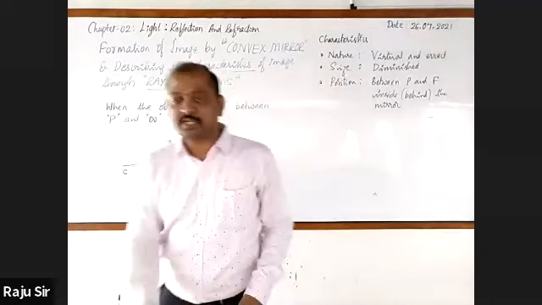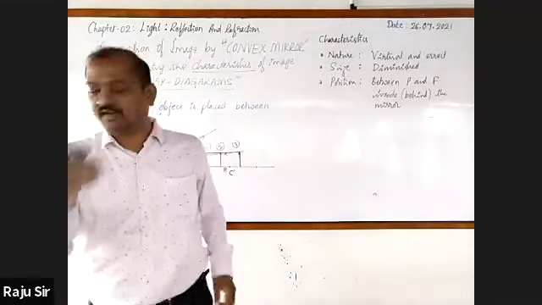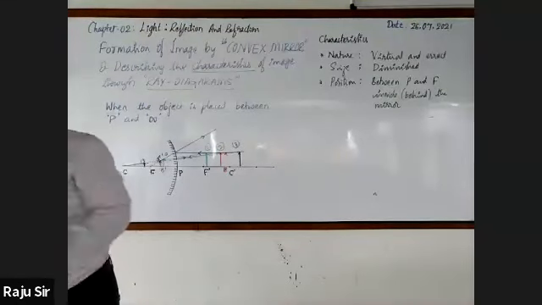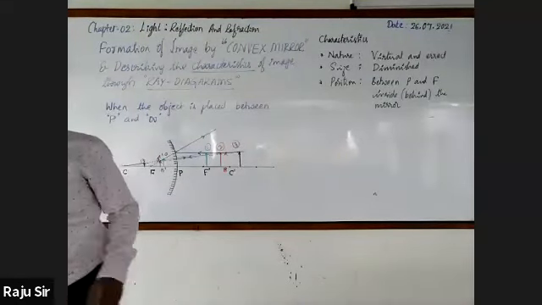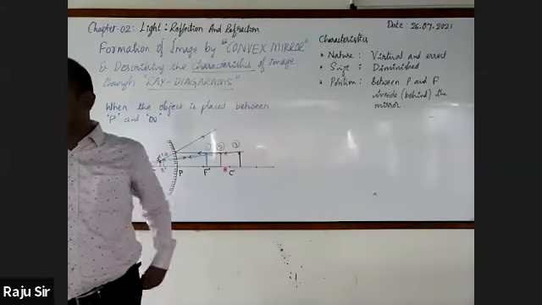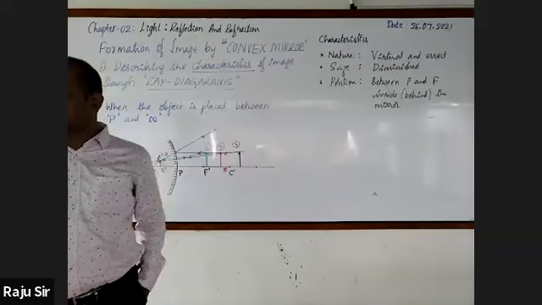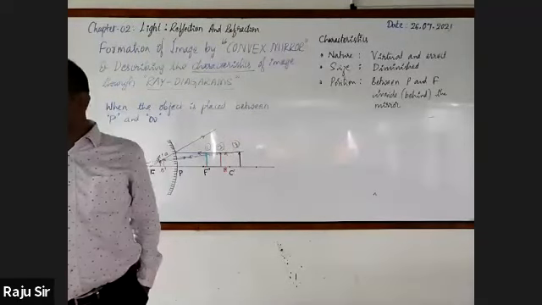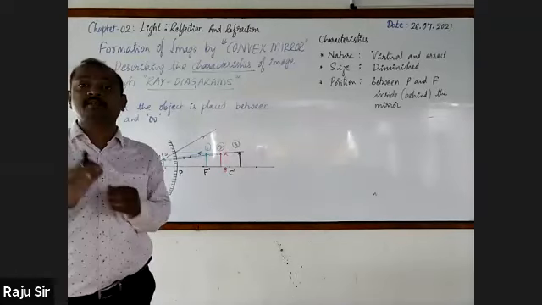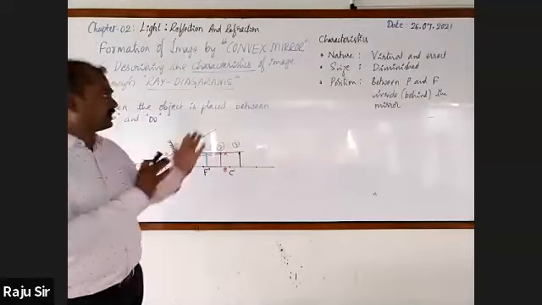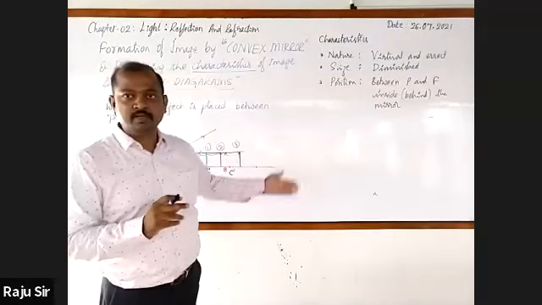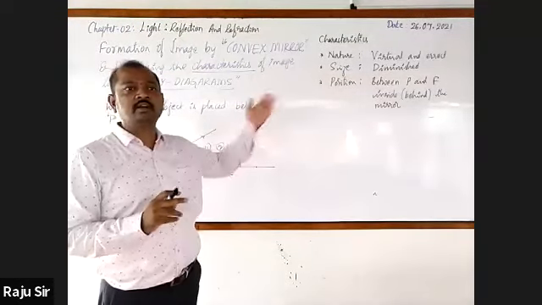This question was given in the examination as well. Let me read that question. Don't copy, just listen. You are given 3 mirrors of equal size: convex, concave, and plane. How will you identify them without touching their surfaces? Without touching the surface, how do you come to know whether it is a plane mirror, convex, or concave?